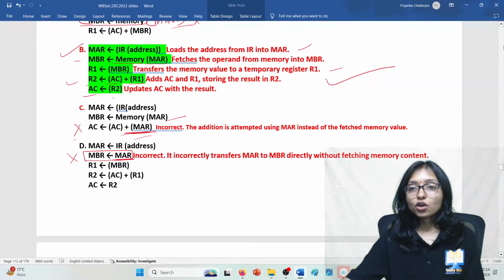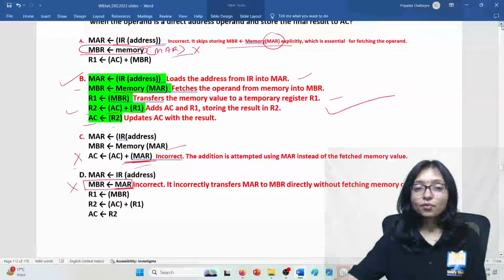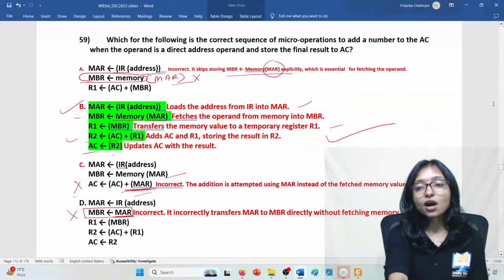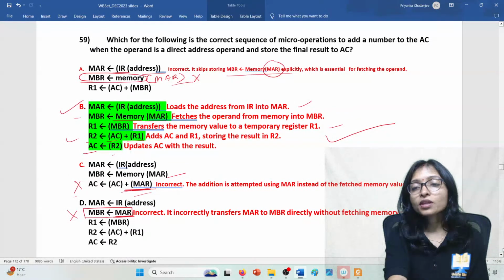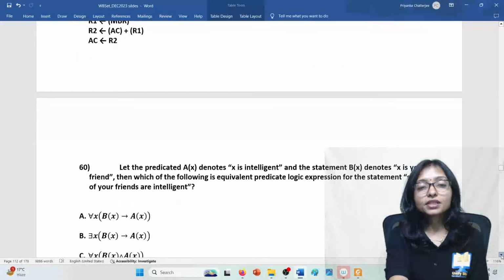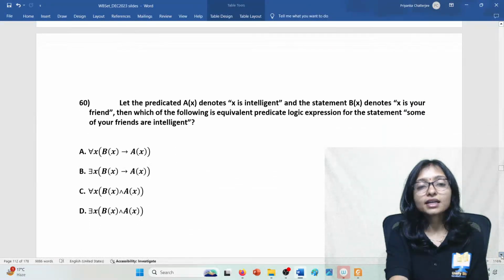Very, very important concept. For this type of question, you have to know exactly what the correct syntax should be, how to execute each and every operation. Got it? I hope it is clear, and with this question your concept is getting clear.